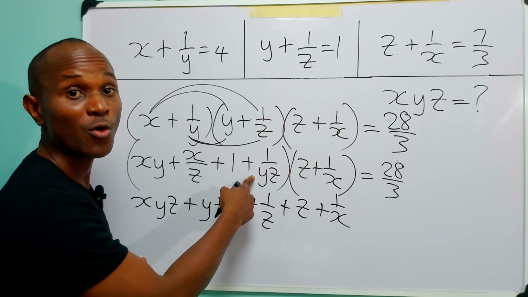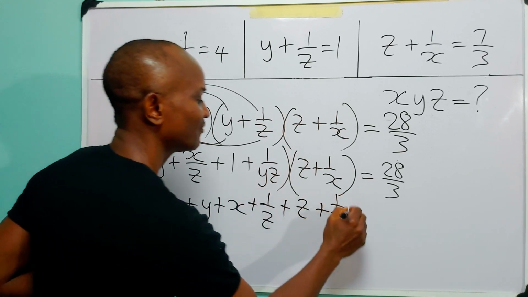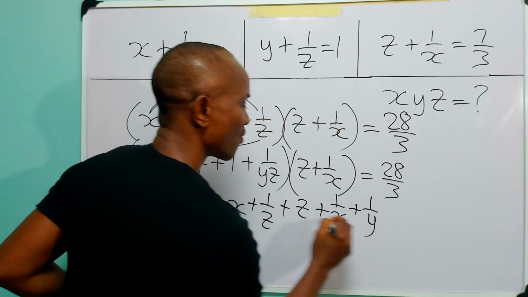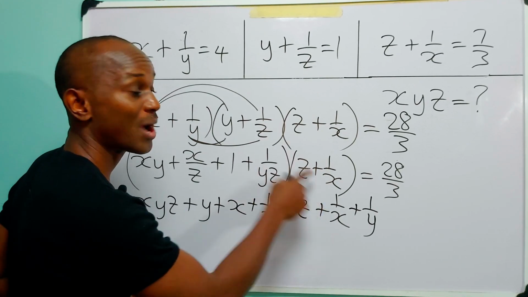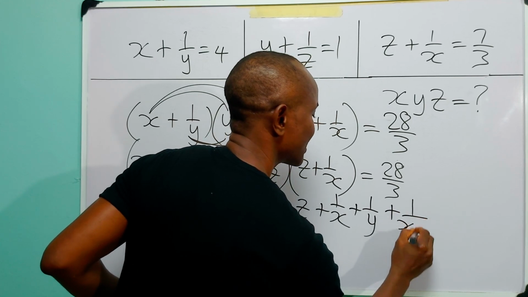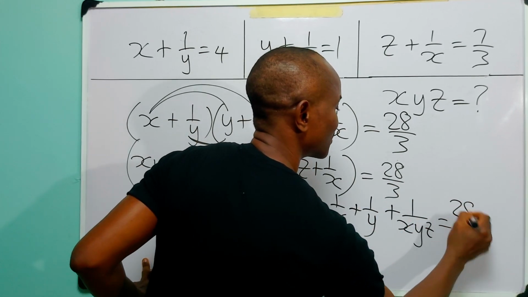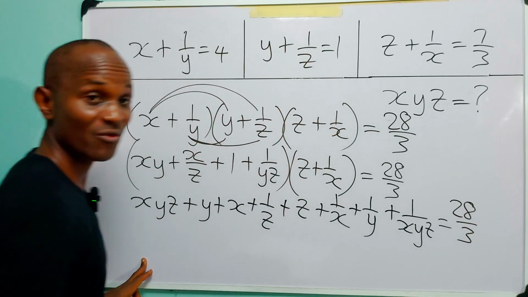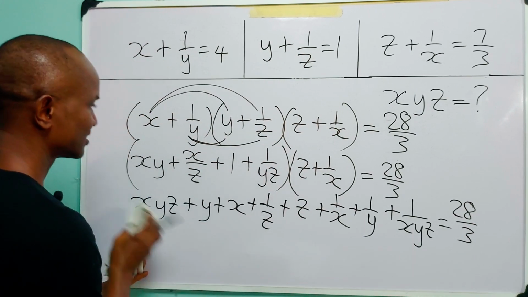We have 1 over yz times z. The z will cancel to leave us with 1 over y. And lastly, we have 1 over yz times 1 over x. And of course, we get 1 over xyz. And this is still equal to 28 over 3. Now, let us arrange this properly.